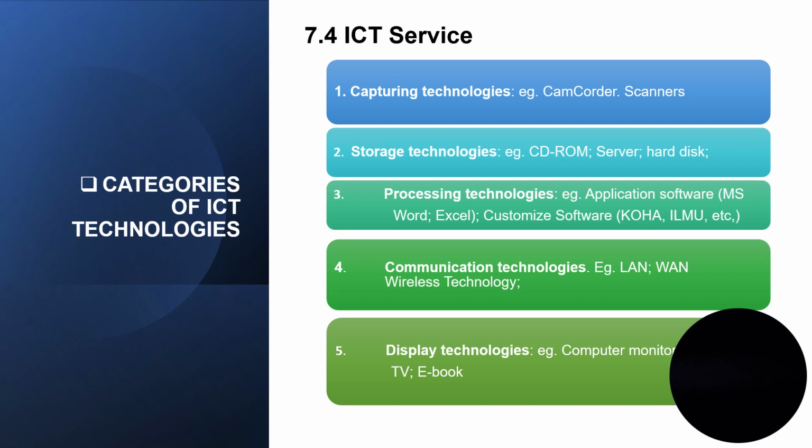Then processing technologies, for example, application software, Microsoft Word, Excel, customized software, for example, Koha, Ilmu, etc. This is the library system. And then we have communication technologies, for example, local area network, wide area network, and wireless technology. We also have display technologies, for example, computer monitors, television, e-book. This is the technologies.